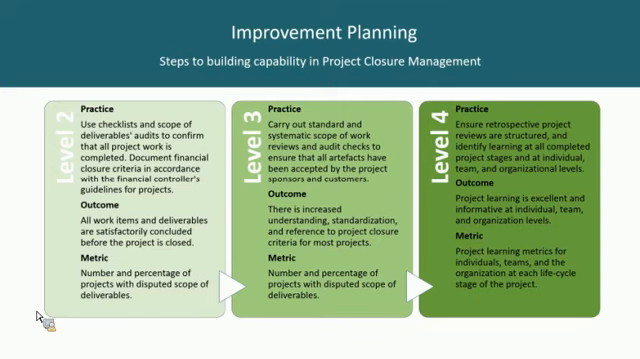And again, if we look at the evolution of the metrics from level 2 to level 4, number and percentage of projects with disputed scope of deliverables becomes project learning metrics for individuals, teams, and the organization at each life cycle stage. These are the journeys that we want to bring you on. And by focusing on multiple different critical capability building blocks, we will raise the overall maturity and ability of project management within the organization.